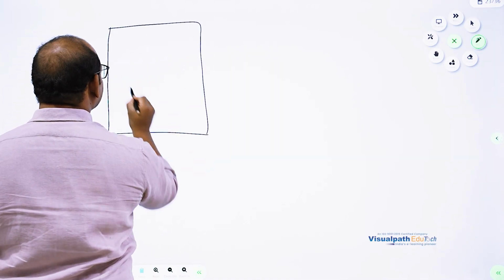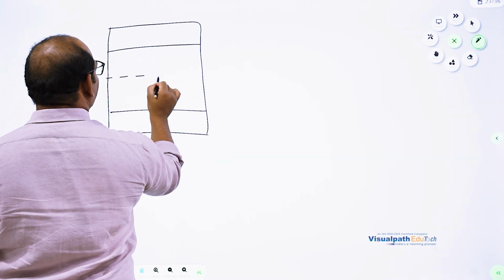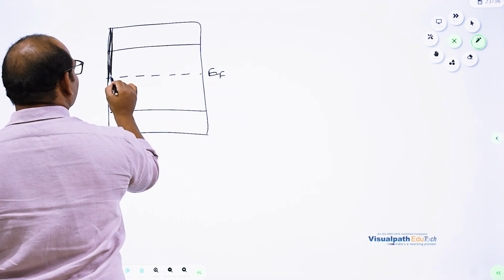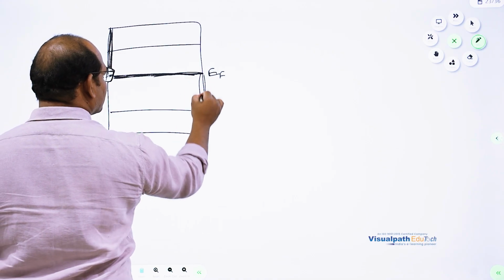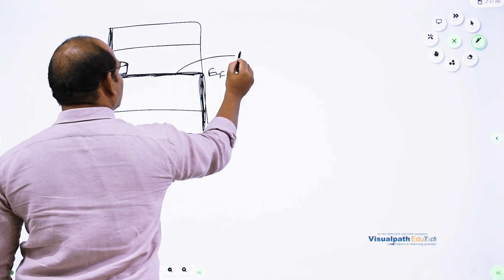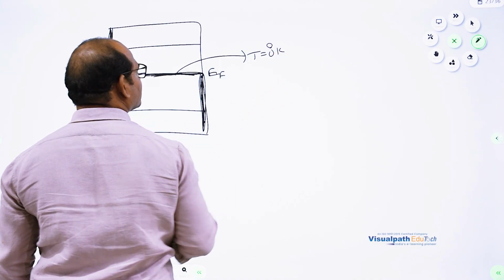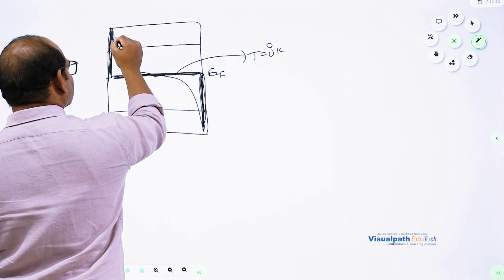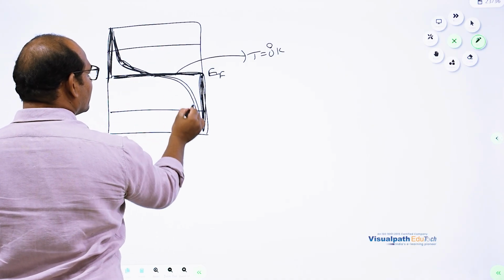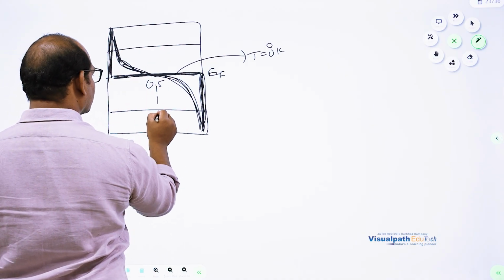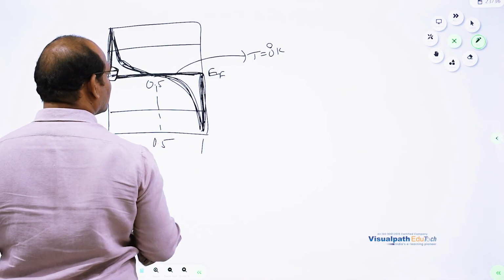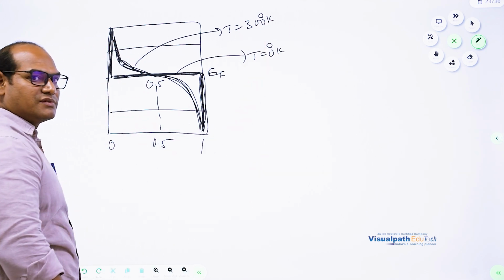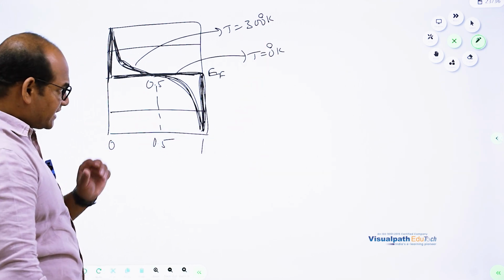When you take the intrinsic semiconductor, the energy band diagram, this is EF. When you take 0 degrees Kelvin, this is the Fermi level. This is valid for T equal to 0 degrees Kelvin. But when you increase the temperature, this is the curve. It passes through 0.5, but this is valid for temperature equal to 300 degrees Kelvin. This is what you need to understand. This is about the intrinsic semiconductor.